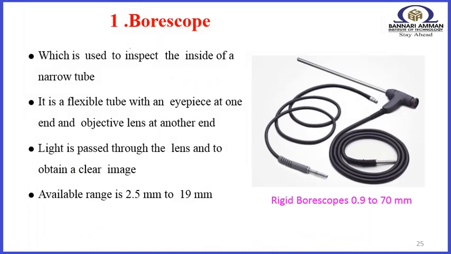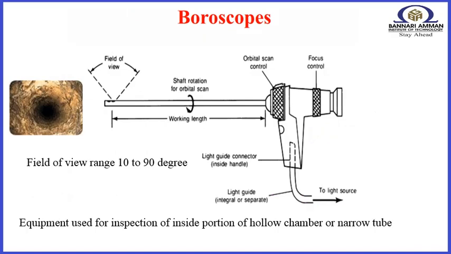Borescope is used to inspect the inside of a narrow tube. It is a flexible tube with an eyepiece at one end and an objective lens at the other end. Light is passed through the lens to obtain a clear image. Available range is 2.5 mm to 19 mm. Borescopes allow the observation of inaccessible spaces by a set of lenses in a straight, rigid housing. Using them, you can conduct testing in areas filled with water or oil.